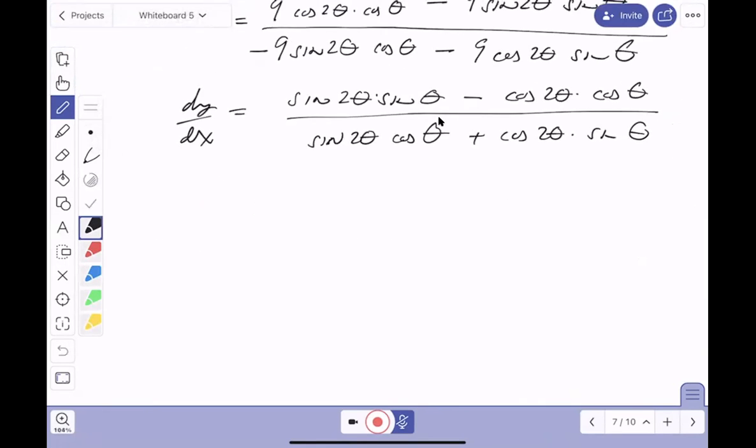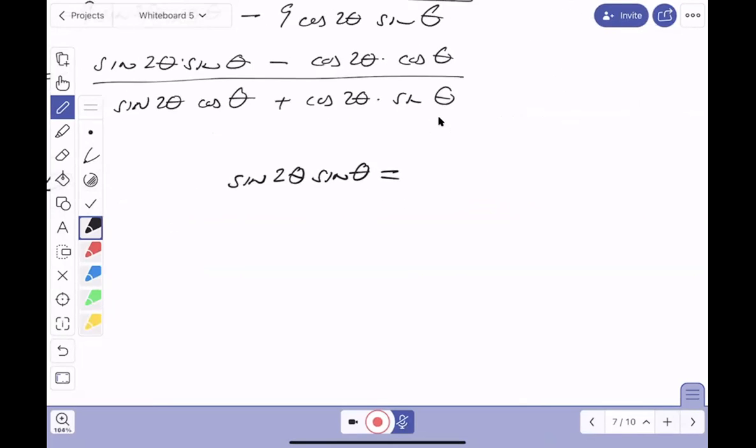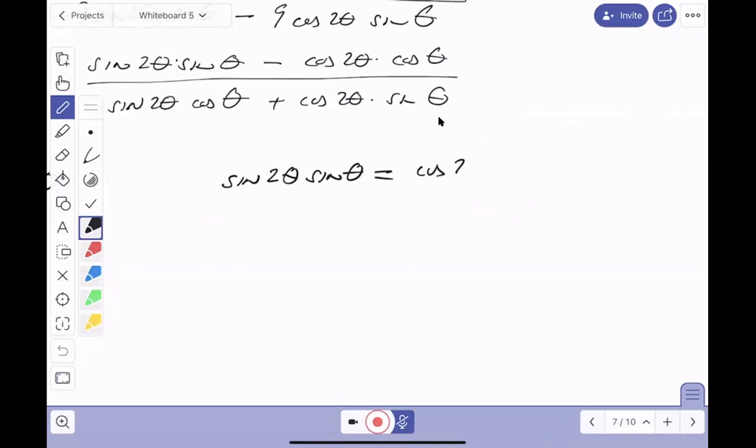All right. So I'm going to say, when does dy/dx equal 0? Well, it equals 0 when the top is equal to 0. So I'm going to write this down now. So sine of 2 theta sine of theta would equal, oh boy, this is going to get tough, cosine 2 theta times cosine theta. All right. Boy, that looks like work, doesn't it? And let's put this down. Let's see if I can do that easily.